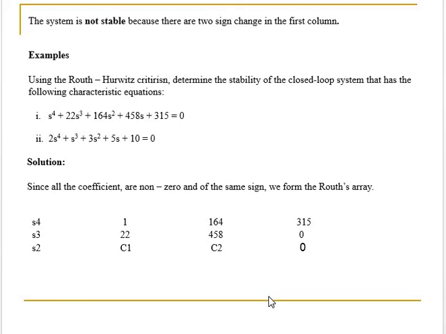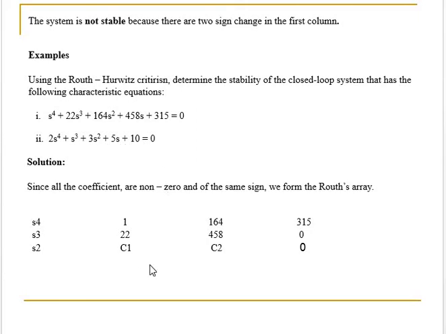we look at another example using the Hurwitz criterion. Determine the stability of the closed loop system that has the following characteristic equation. First, it is s power 4 plus 22 s power 3 plus 164 s squared plus 450 s plus 315 equal to 0, and the second is 2 s power 4 plus s power 3 plus 3 s squared plus 5 s plus 10 equal to 0.